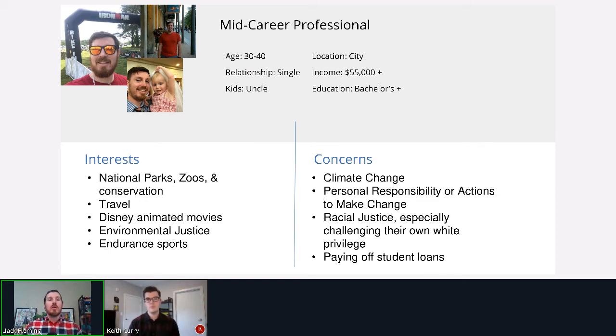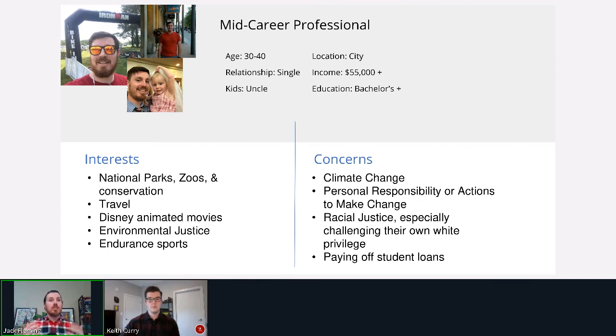Something to consider: they're paying off student loans every month. Do they have the disposable income to contribute financially, or do you need to consider some other way of getting them involved? So things like that. There are lots of interests and concerns that can go in here.